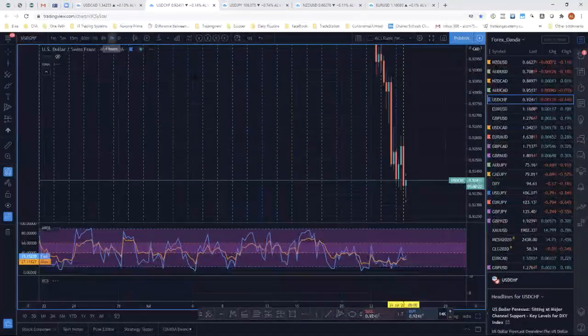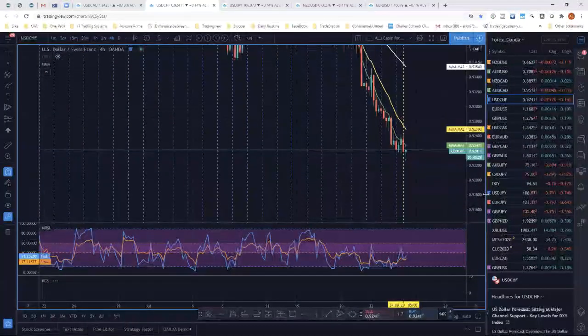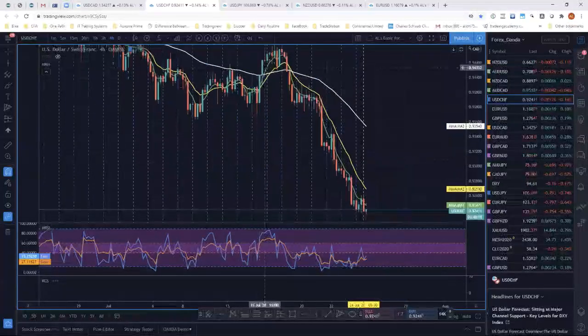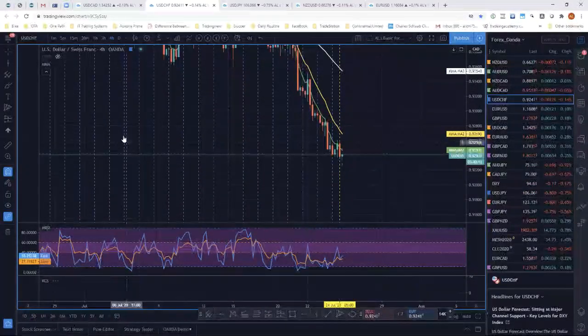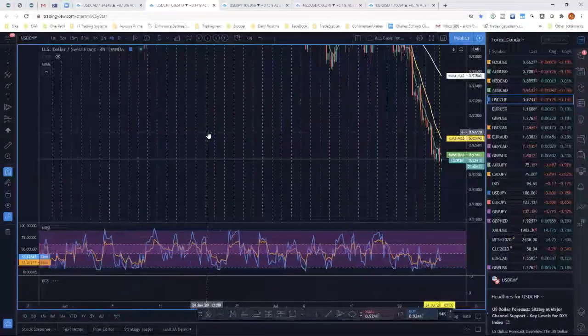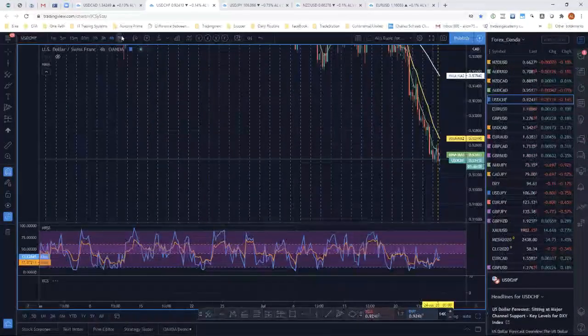One thing I'm trying to see is, if you look at this on a higher time frame, you can see that this thing's coming down really hard. So there's a lot of downward pressure. But if you look over here, you're not seeing anything.